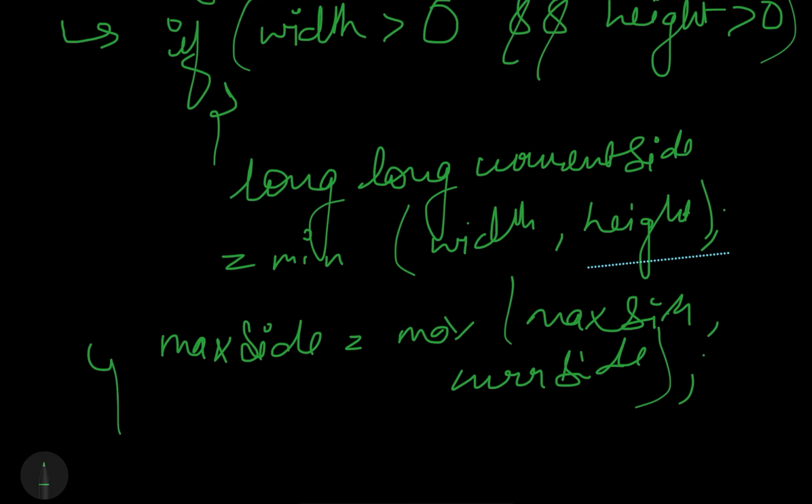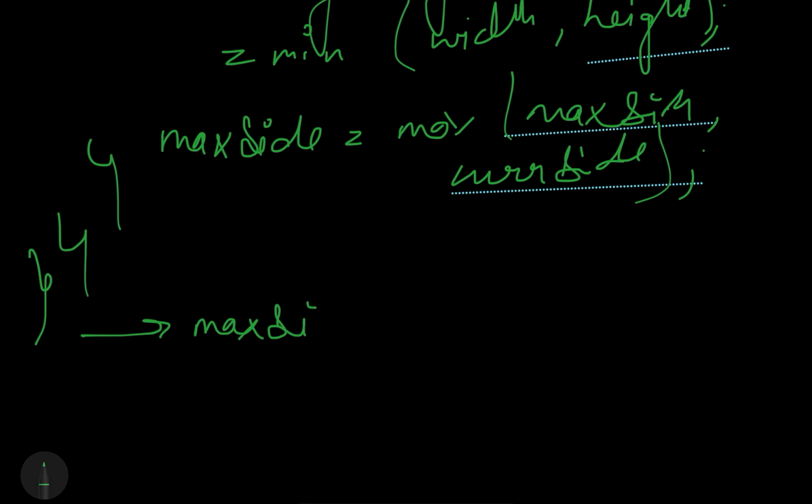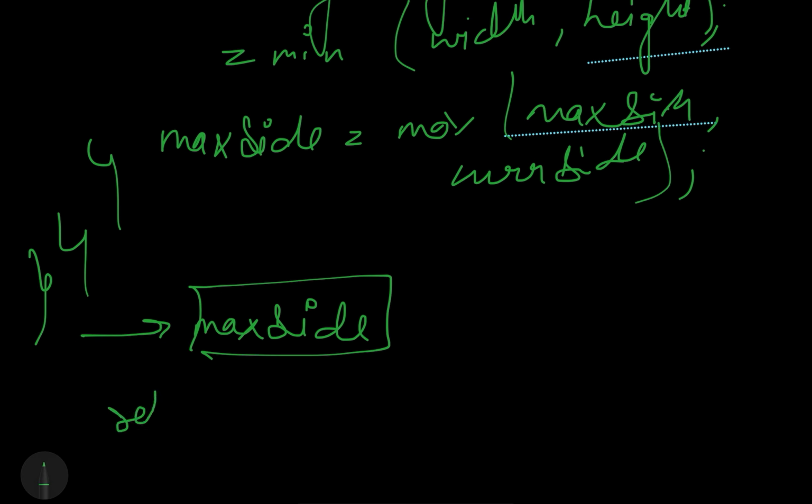And after all the iterations are over, we'll get the maximum side in our max side variable. So simply we'll return max side into max side.